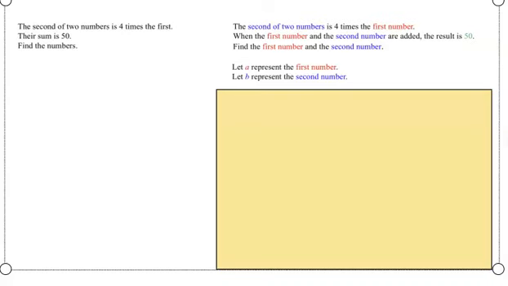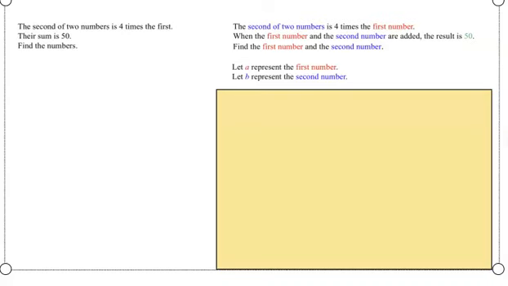Anytime we have a word problem, the first thing we want to do is ask, what is it that we're trying to find? Well, they've told us. Sometimes they'll put a question mark, but they've told us they want us to find the two numbers. They want us to find the first number and the second number.